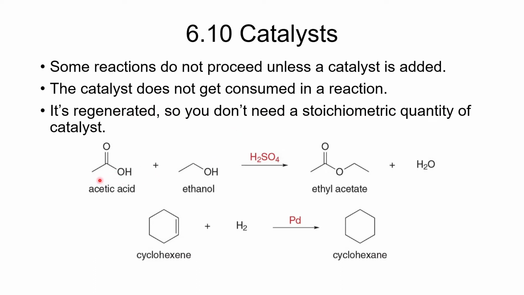So let's say we had 1 mole of acetic acid and 1 mole of ethanol, and we wanted to make 1 mole of ethyl acetate. Well, we wouldn't necessarily need 1 mole of sulfuric acid. We might be able to do it with 0.01 moles, like 1% of the amount. Sometimes you can even have less, just depending on how efficient the catalyst is. Same thing with palladium. If you had to use 1 mole of palladium for every mole of hydrogen that you used, this would be a very expensive reaction to do. And so usually you can have millions of moles of hydrogen for every mole of palladium.